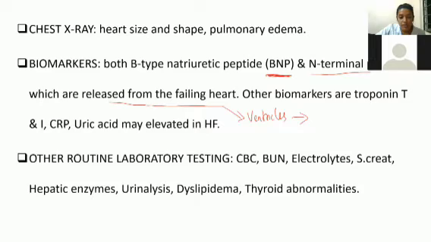Other routine laboratory tests are CBC, complete blood count, electrolytes, serum creatinine, hepatic enzymes, urine analysis, dyslipidemia, thyroid abnormalities. Because we already said that due to increased metabolic demands, thyroid abnormalities like even hypothyroidism can also cause this heart failure. So you should remember these things.